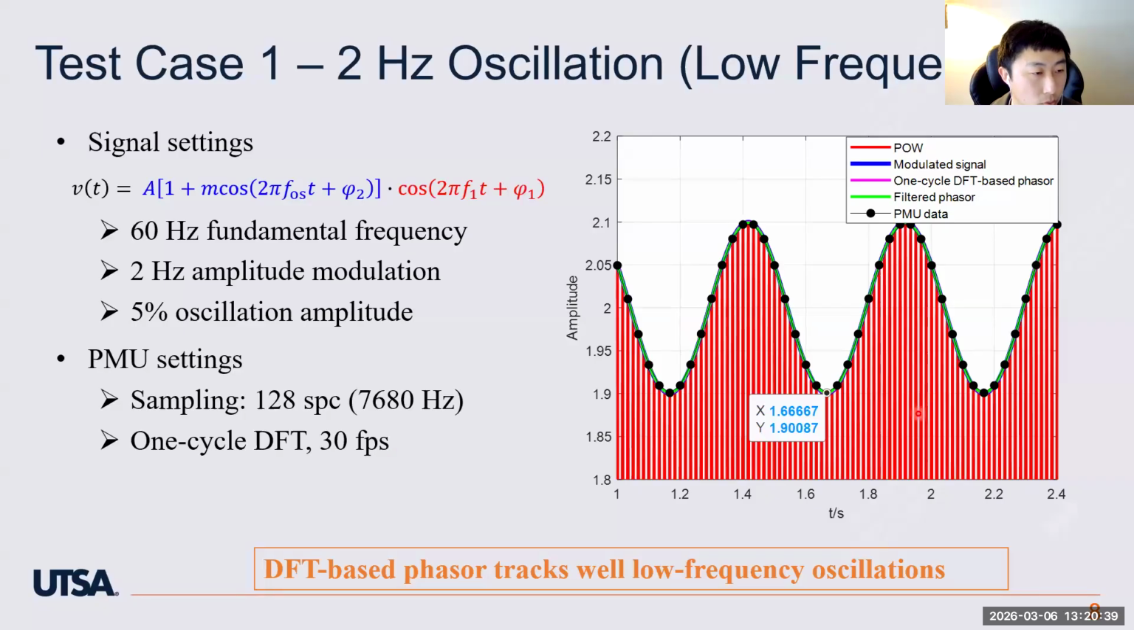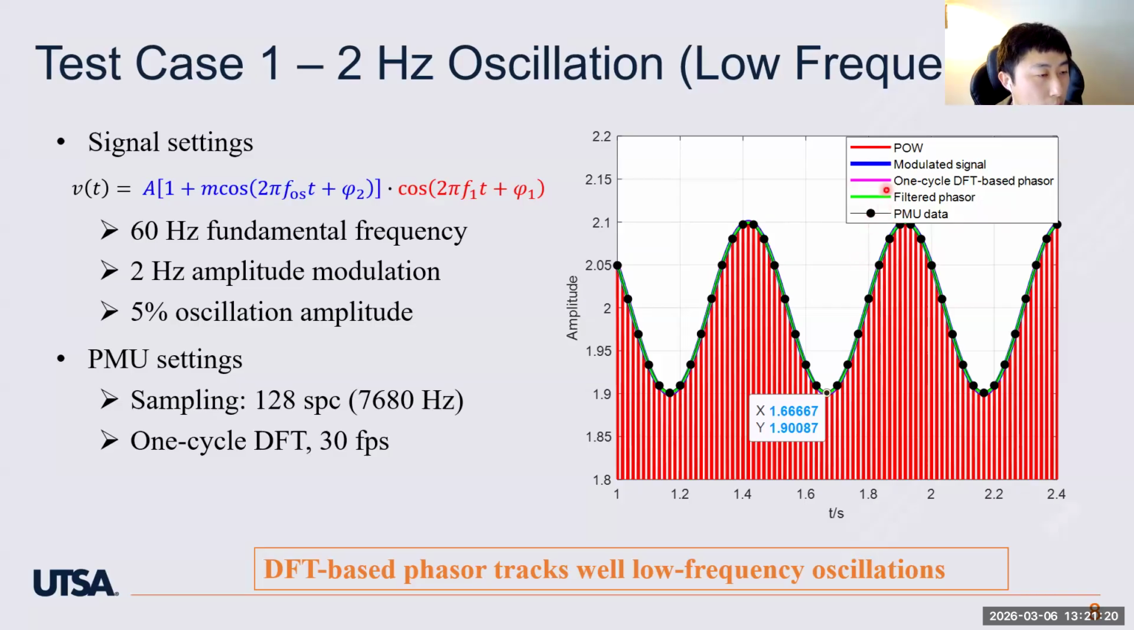So the red curve is the original sinusoidal waveform. The blue curve, you probably cannot see it here because it's covered by other curves. The blue curve is the modulated 2 Hertz oscillation curve, and that is the ground truth I used when generating this signal. And then if you apply the 1 cycle DFT, you get the phasor curve, which is the pink curve that you cannot see, but it's close to the other curves.